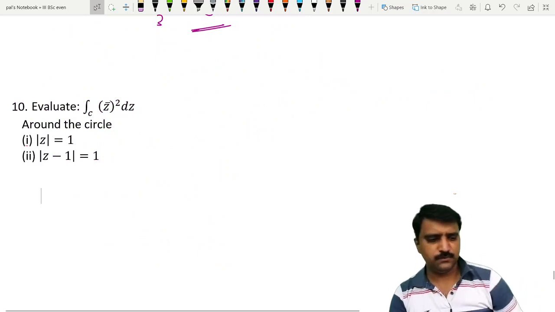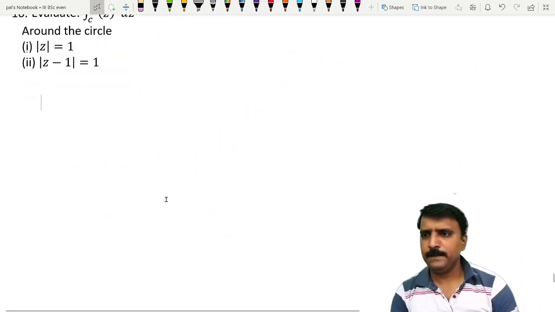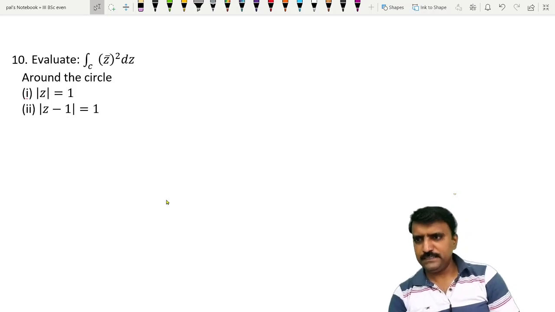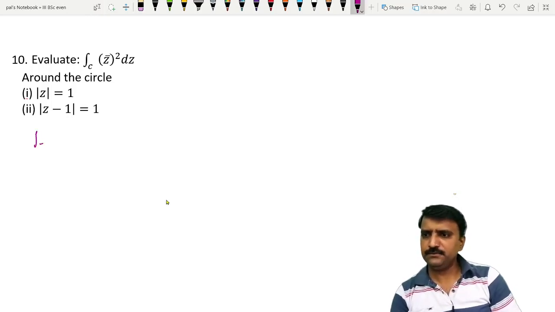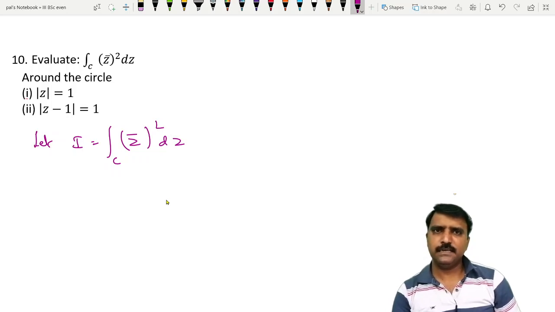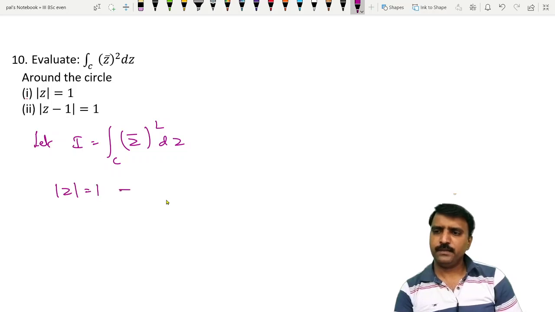As you see, one more problem of the same type. Here, write the integral first. Let I is equal to integration over c of z bar square into dz. It is not z, it is z bar square. In the first case it is around the circle, so take mod z is equal to 1.